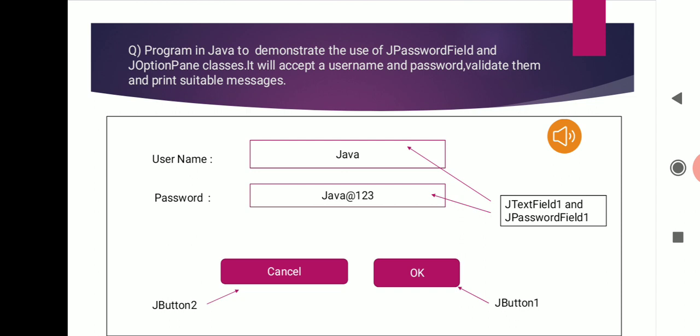Now let's understand the workflow of this interface design. The interface will accept the username and password of a person as inputs, and on clicking the OK button, it will validate whether the username and password is typed correctly or not. If the username and password is typed correctly, it will display a message, "Welcome, you have logged in successfully." But if the username and password is not typed correctly, it will display a different message which tells, "Sorry, invalid username or password."